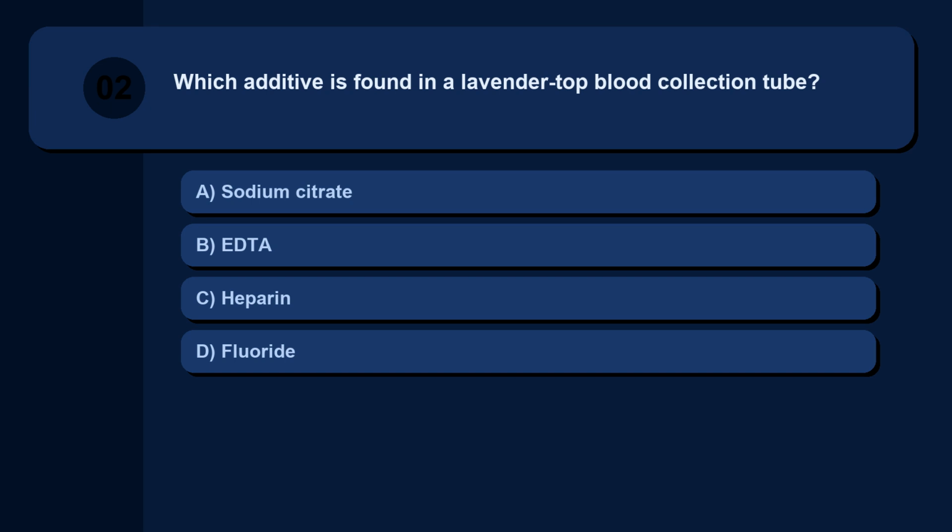Question 2. Which additive is found in a lavender top blood collection tube? Sodium citrate, EDTA, heparin, fluoride. EDTA is an anticoagulant that preserves cell morphology, making it ideal for hematology tests like CBCs.